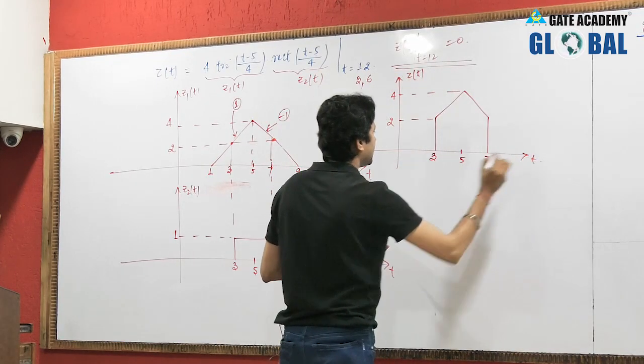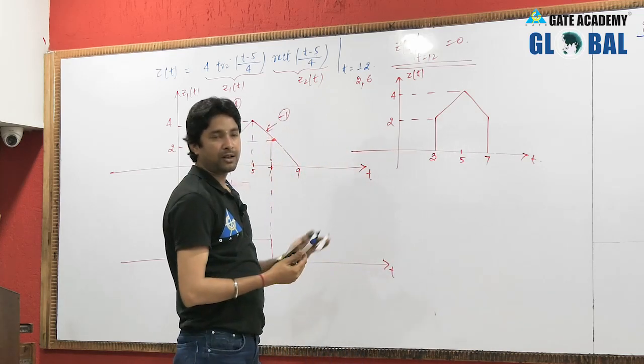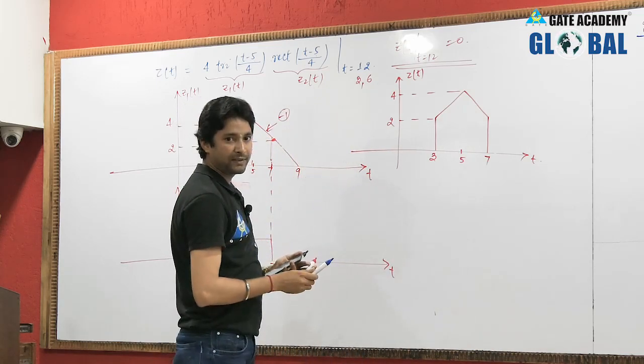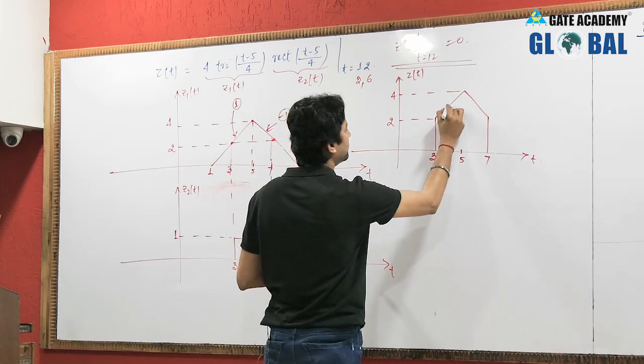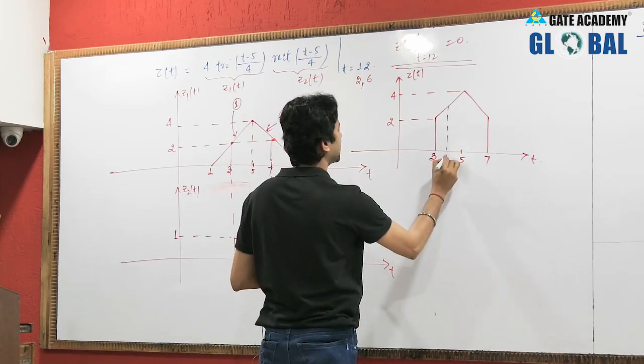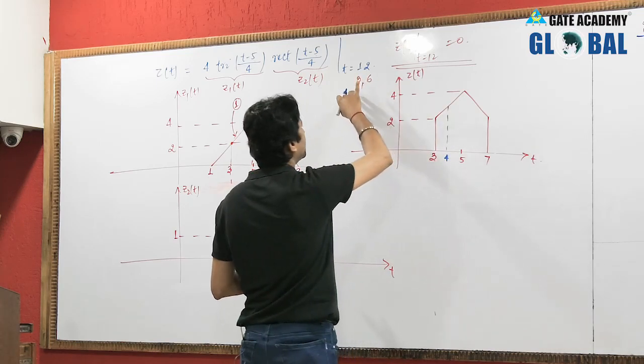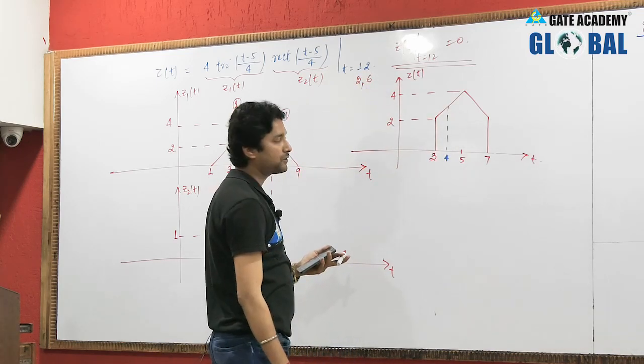with respect to t. So you can see that the value of z of t at t = 12 is 0. But if we have to find out the value of this signal at t = 4 seconds, we have to find out the value of z of t at t = 4 seconds.